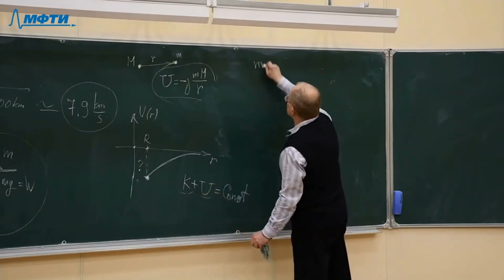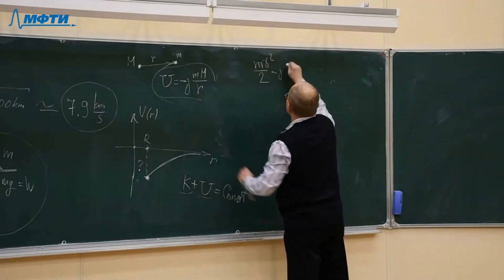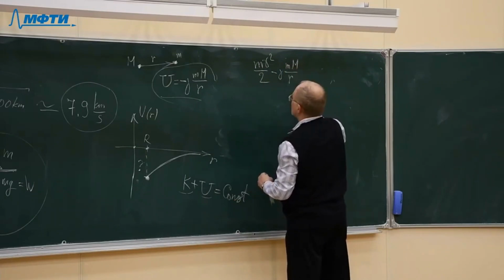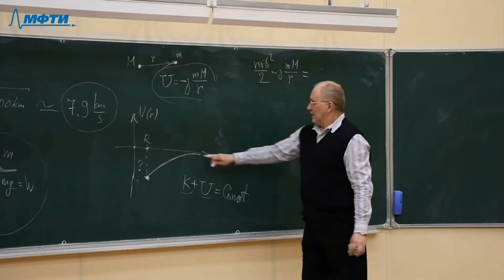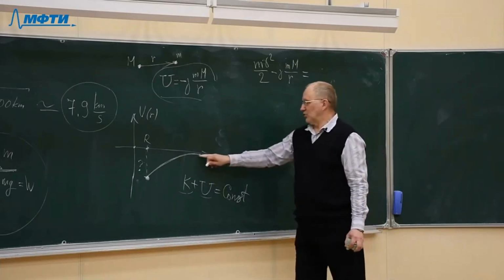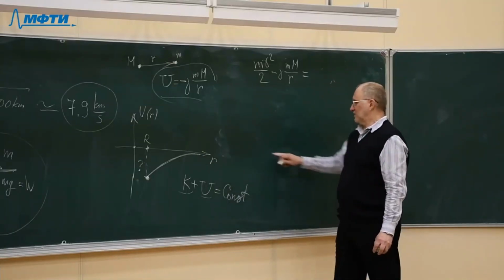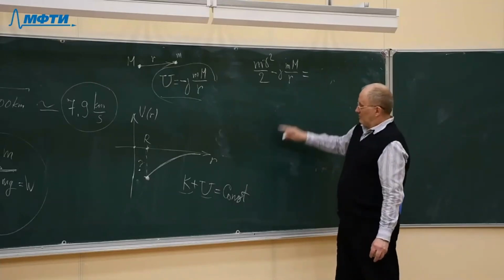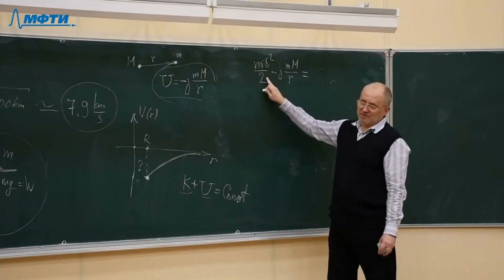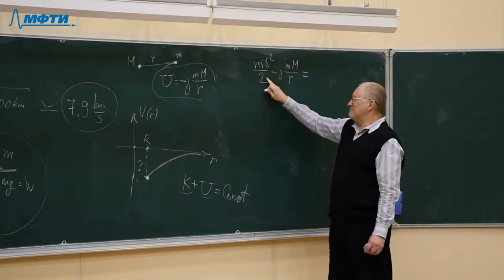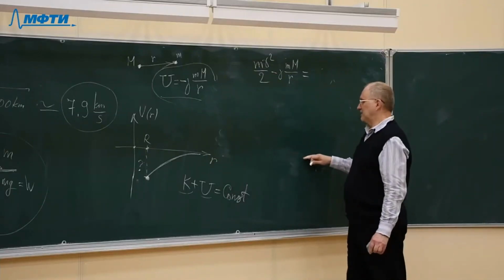Kinetic energy is mv squared over 2, and potential energy is minus gamma small m capital M over r, and all this must be equal to constant. What constant? At very high distances from the Earth, we assume that the body goes far away from the planet. Its potential energy will be zero, and we assume that its kinetic energy also will be zero. So we calculate the minimum kinetic energy which is needed to go to infinite distance from the planet.